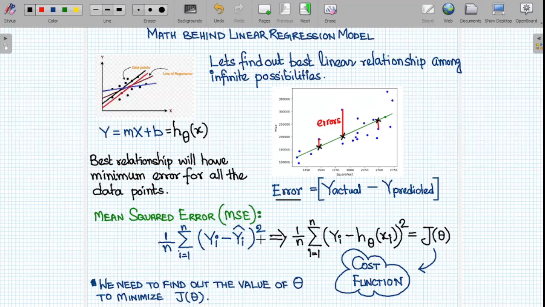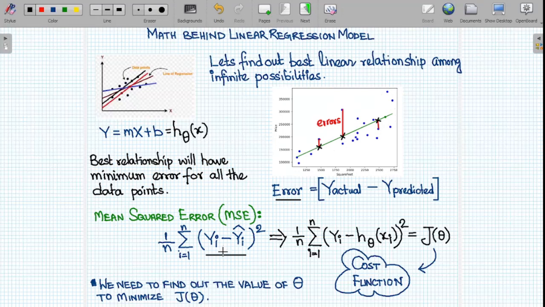Apparently, this function looks very complicated. However, we will understand how easy it is. Let's start with this first. This is nothing but the actual y value, and y hat is nothing but the predicted y value. So this gives me the error for our prediction. Now this error can be either positive or negative.